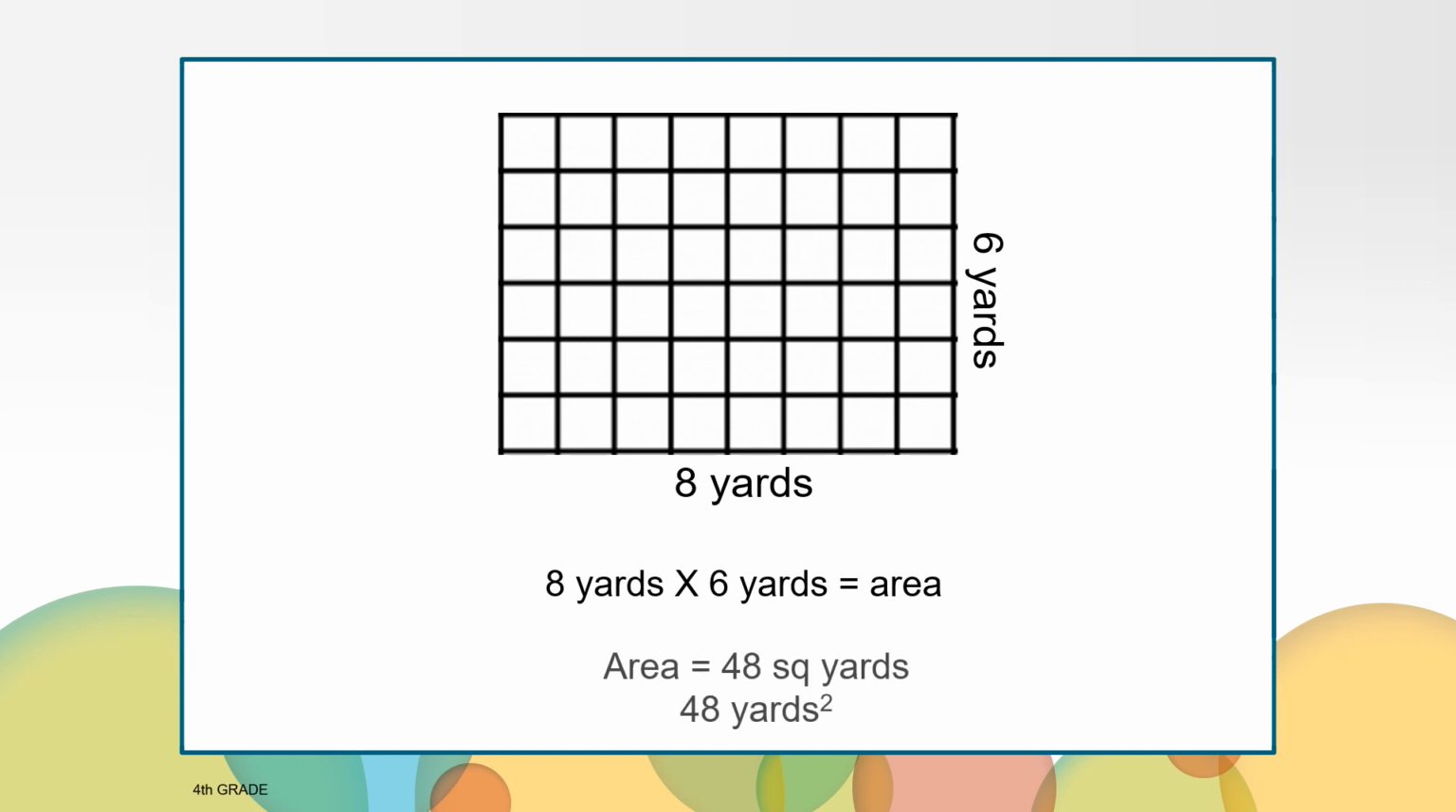The area of the pool is 48 square yards. A shorter way to write square yards is to write the word yards with the little 2 above it.